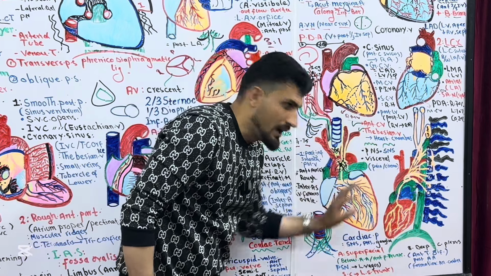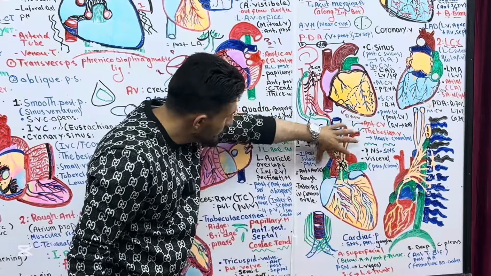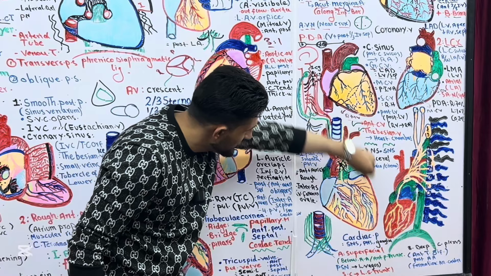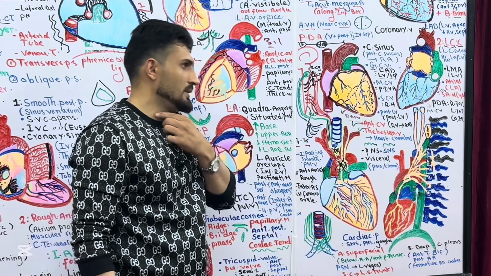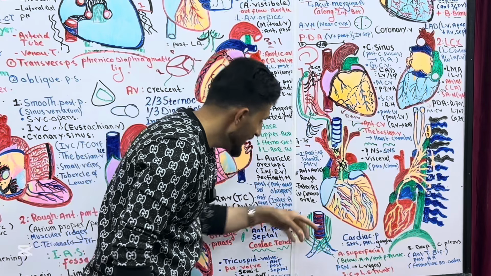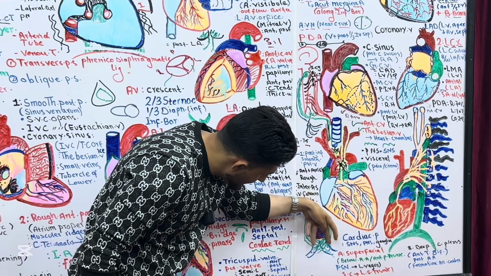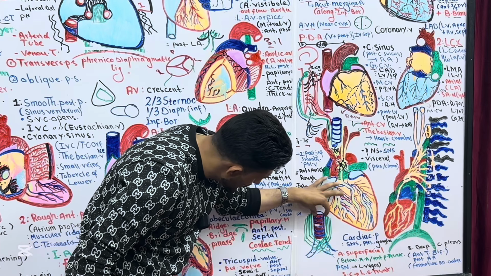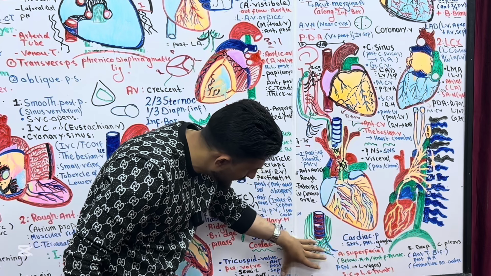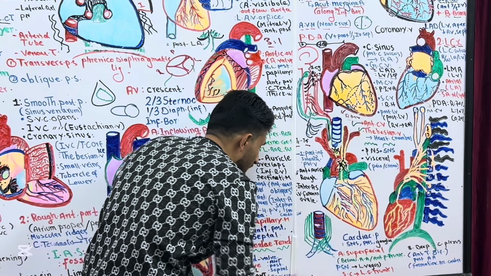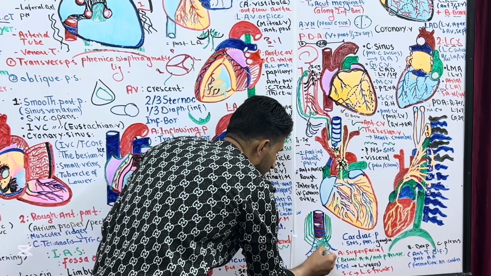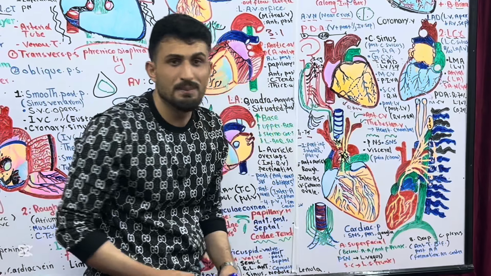And the deep cardiac plexus is located posterior to the aorta. When we remove the aorta, posterior to the aorta we have the trachea, and here we have the bifurcation of the trachea. This bifurcation of the trachea gives the right and left pulmonary bronchus. So near the bifurcation, this plexus is called the deep cardiac plexus.